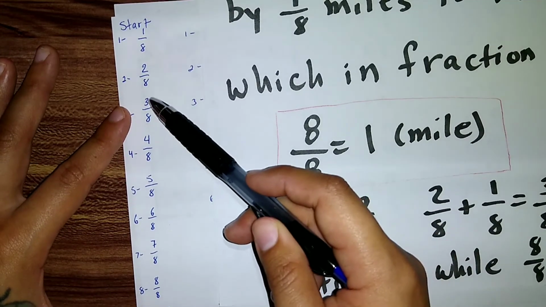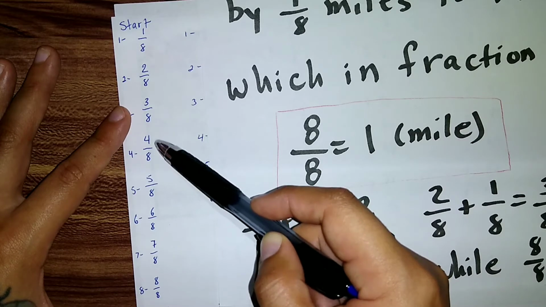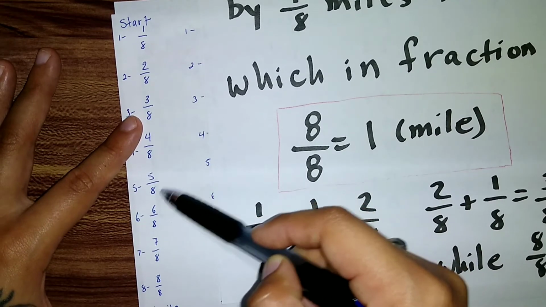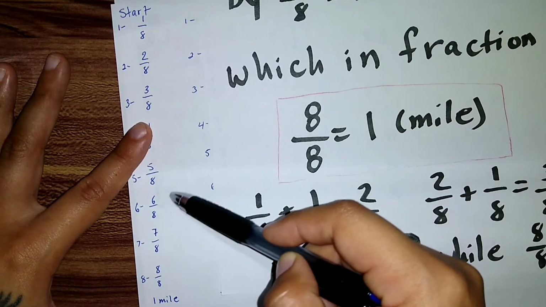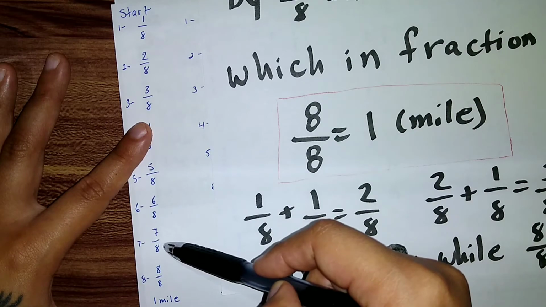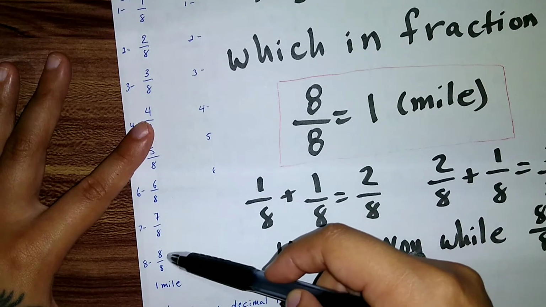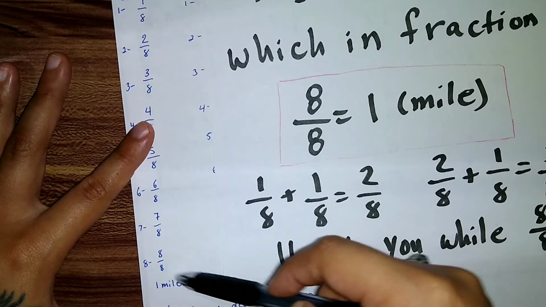So you're basically adding: 3/8 plus 1/8 will give you 4/8. 4/8 plus 1/8 will give you 5/8. 5/8 plus 1/8 will give you 6/8. 6/8 plus 1/8 will give you 7/8. 7/8 plus 1/8 will give you 8/8, which is a whole number, and that will give you that 1 mile.